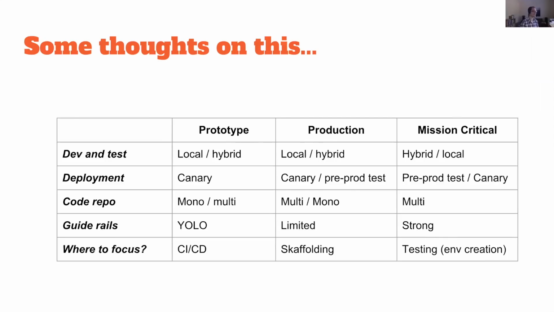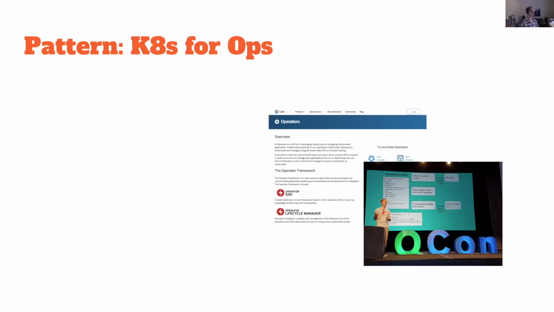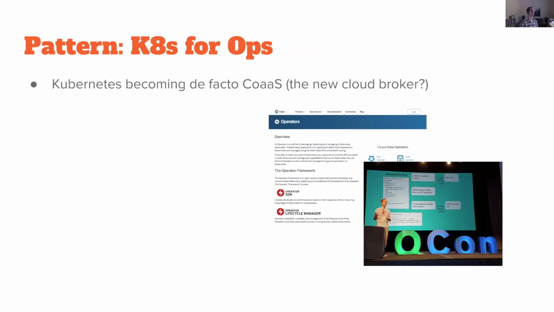But those are my tips, and depending on where you are in your team, perhaps where to focus on some of the developer experience. Moving on to some tooling and techniques, I think we're not too bad for time. What I would say is, there's definitely a pattern emerging for Kubernetes for ops. Kubernetes is pretty much becoming the de facto container orchestrator as a service.